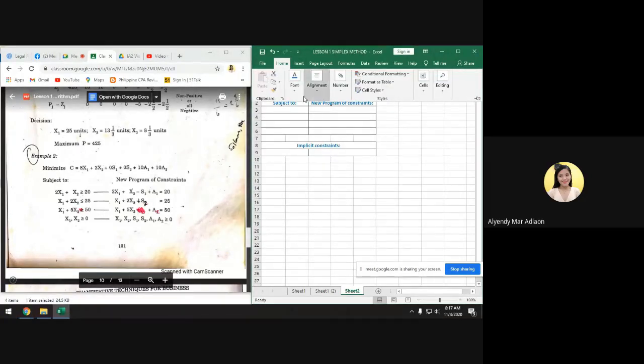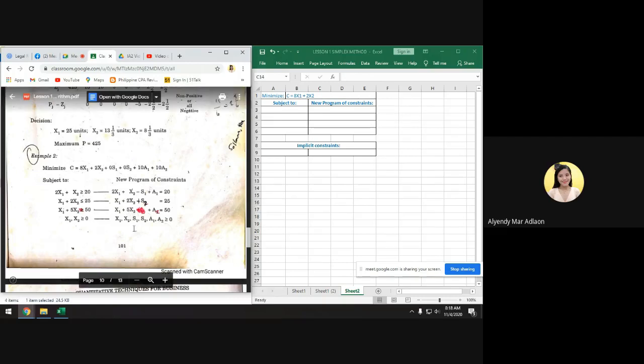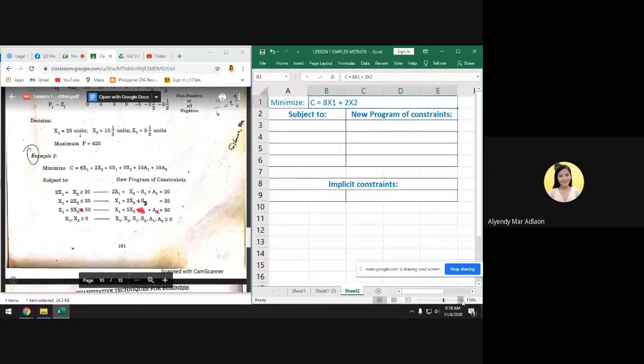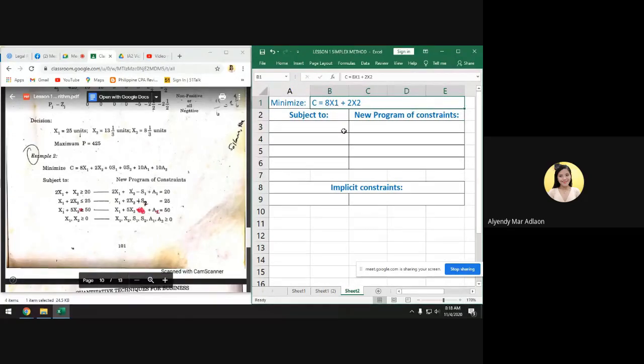The problem in the book already presents the answer, so it will be hard for us to identify things if we only base on the book. That's why we're going to make this step by step. Initially, this is the formula given. This is our objective function, which is to minimize cost equals 8x1 plus 2x2. What does this mean? Class, we have two products, x1 and x2. x1 contributes a cost of 8 pesos, so 8 pesos multiplied by x1, where x1 represents the number of units of product 1. For the second one, we have 2x2, which means product 2 gives us a cost of 2 pesos per unit.